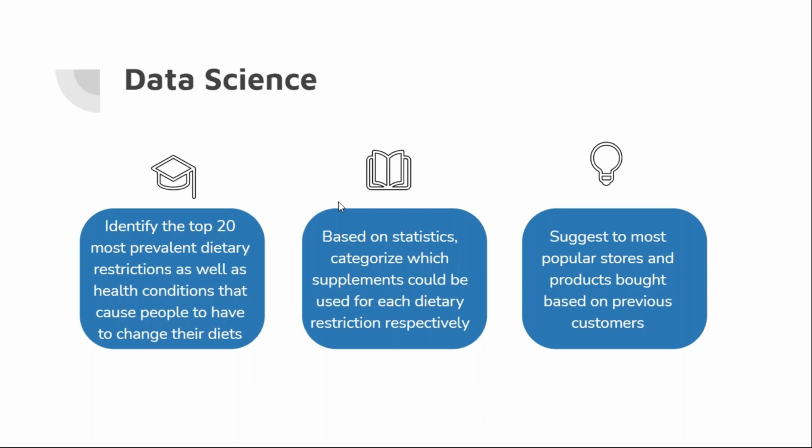There are three main approaches that we're going to use for our data science. The first is that we're going to identify the top 20 most demanding dietary restrictions that people in America have. Then with those, we're going to categorize them into different subcategories that deal with each type of supplement, which deals with different dietary restrictions. Once we find a suitable alternative, we're going to have a list of possible stores that sell the ingredient and rate them based on how customers perceive them.